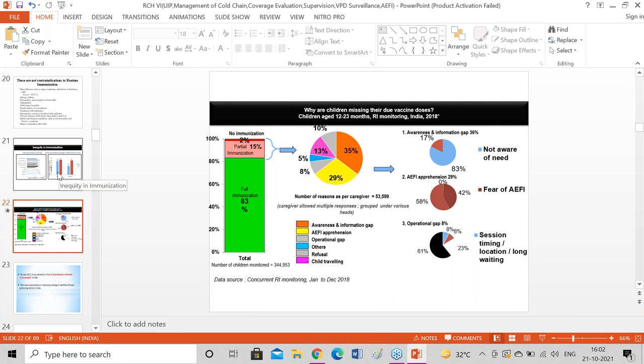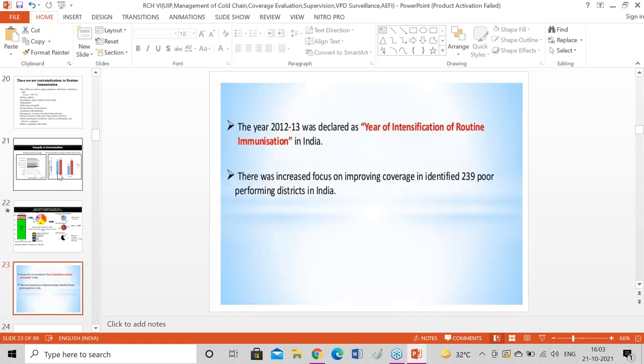These have been the major reasons why children are missing their doses of routine immunization. It's mainly because there is lack of awareness or lack of information, or they are apprehensive about an adverse event following immunization, or operational gaps, then there is refusal, or certain other conditions such as the child is traveling or not available. So these have been the major reasons for missing out on immunization within 12 to 23 months.